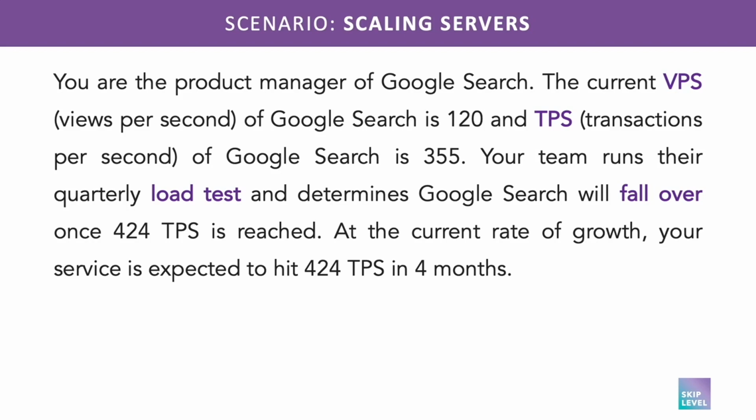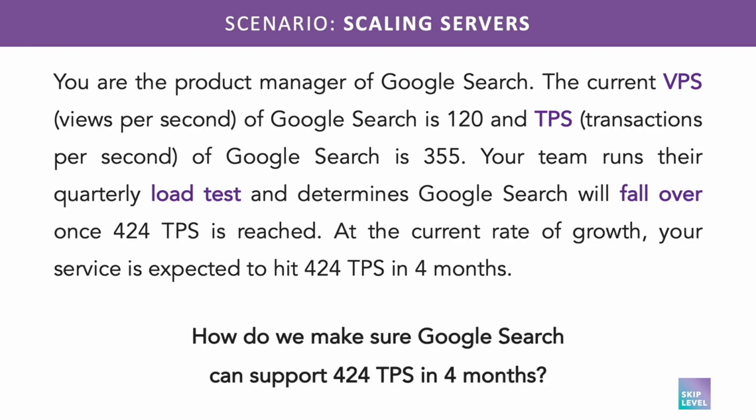At the current rate of growth, your service, the Google Search service, is expected to hit 424 transactions per second in 4 months. So here's the question. How do we make sure Google Search can support 424 transactions per second in 4 months? So this is really a question of scalability. How do we scale Google Search? In the next video, you will learn about system scalability and the core scaling solutions.